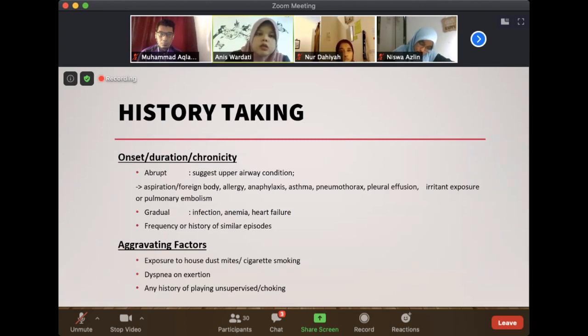So for the history, when you approach a patient that has a complaint of breathlessness, how do you approach this kind of patient? First, with regards to the onset, the duration and the chronicity, you can ask, is it abrupt or gradual? If it is abrupt or sudden, it's suggestive more towards an upper airway condition, for example foreign body aspiration, or the patient had an anaphylactic reaction, previously had an underlying allergy, or the patient had sudden spontaneous pneumothorax, or pleural effusion, or pulmonary embolism. And for the gradual onset, it's more towards something that is insidious, for example infection, anemic condition, or the patient is in heart failure.